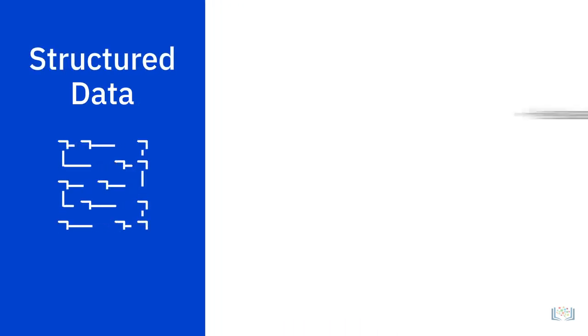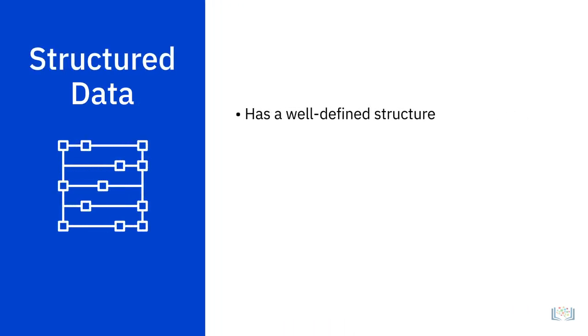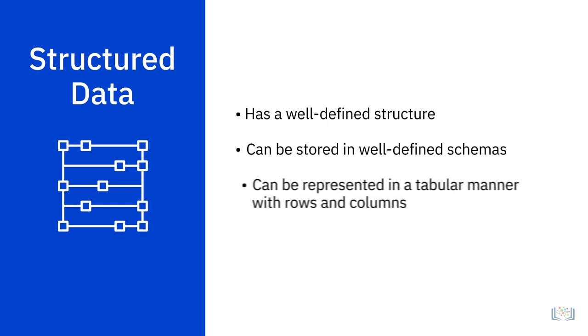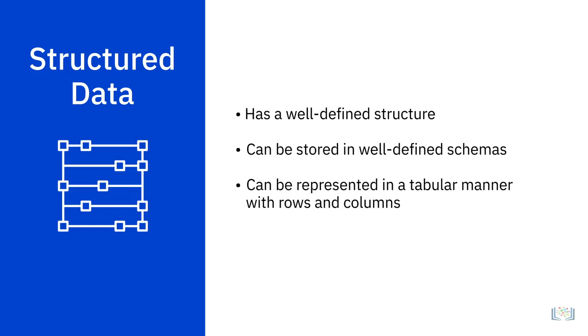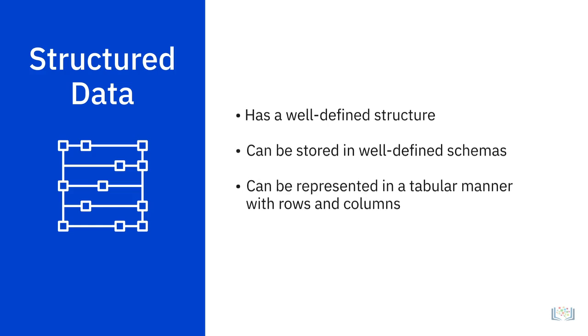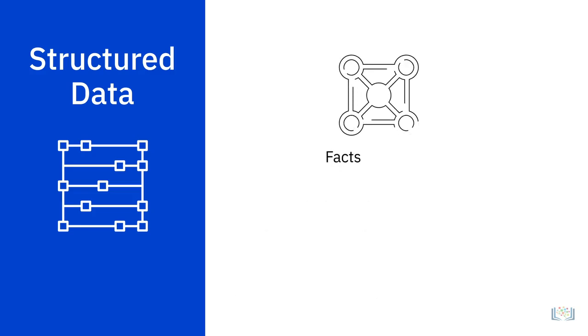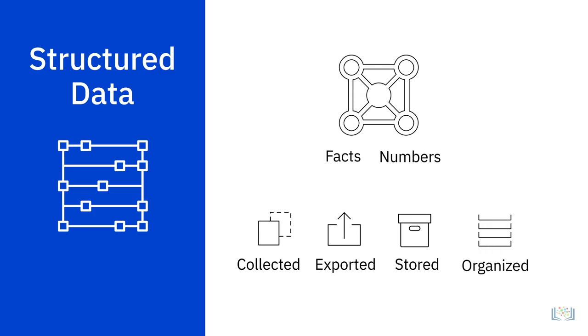Structured data has a well-defined structure or adheres to a specified data model, can be stored in well-defined schemas such as databases, and in many cases can be represented in a tabular manner with rows and columns. Structured data is objective facts and numbers that can be collected, exported, stored, and organized in typical databases.